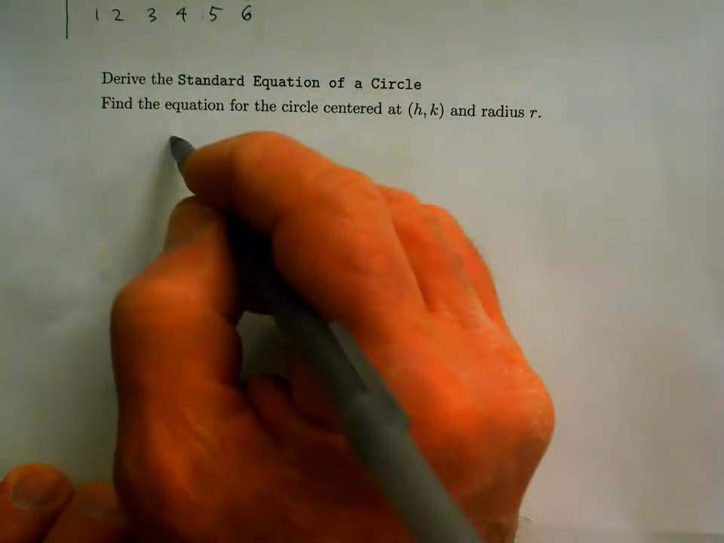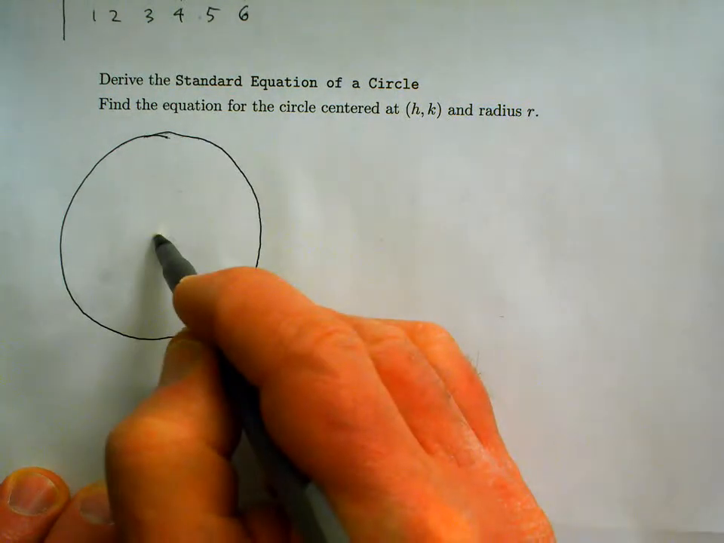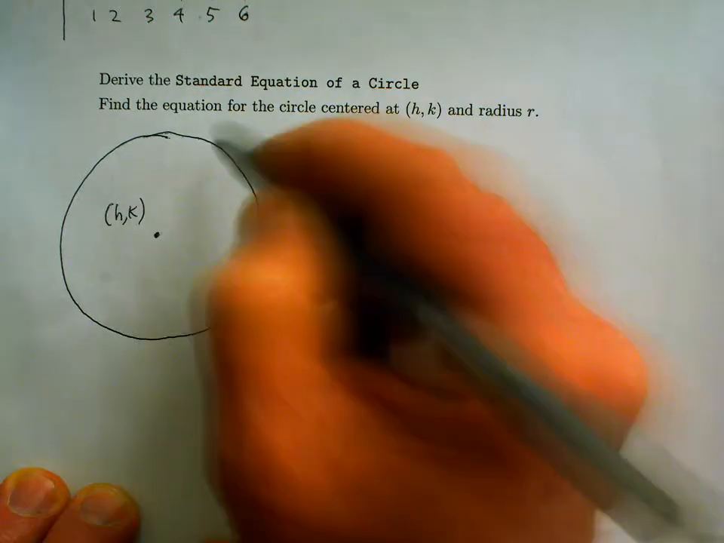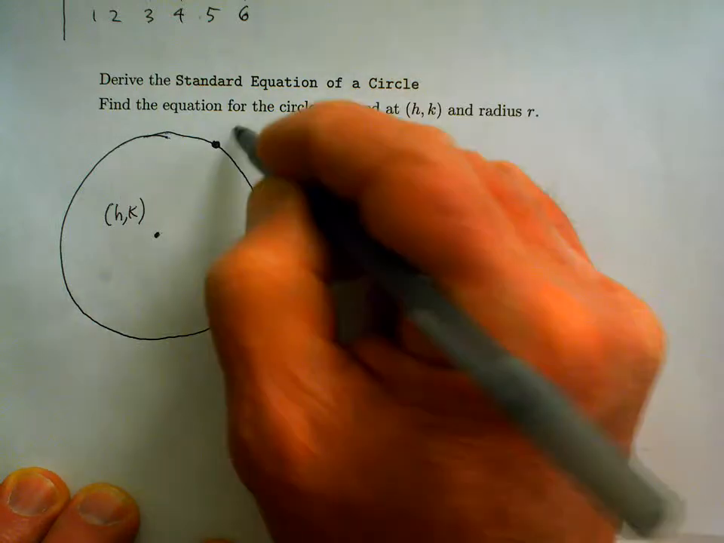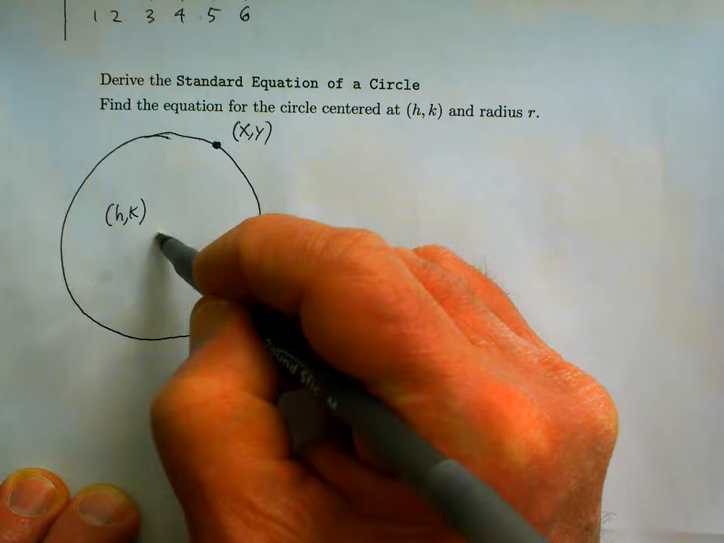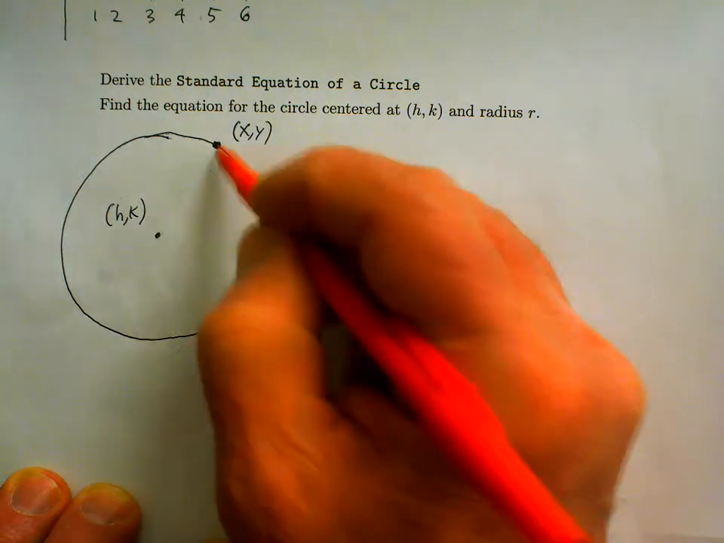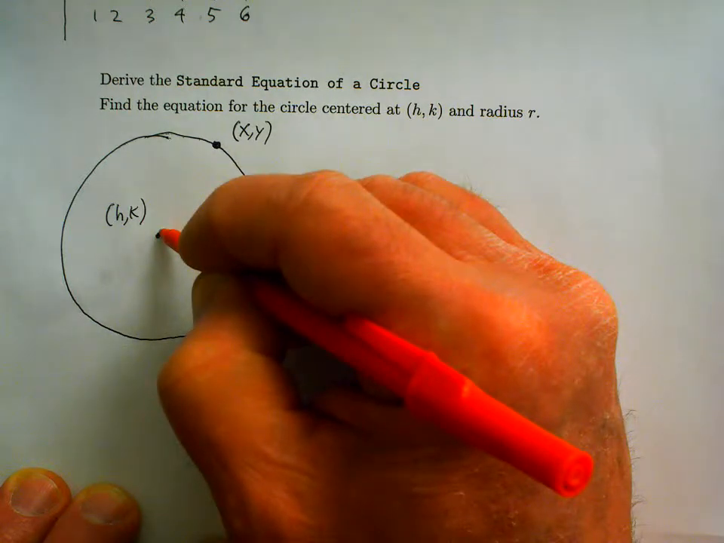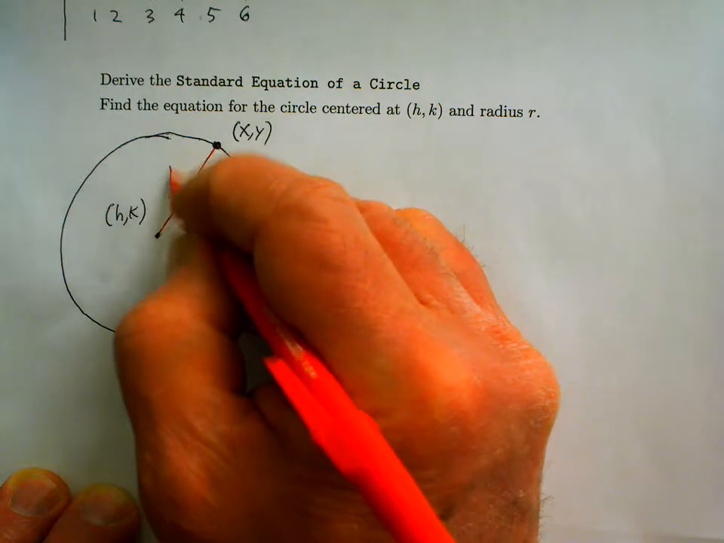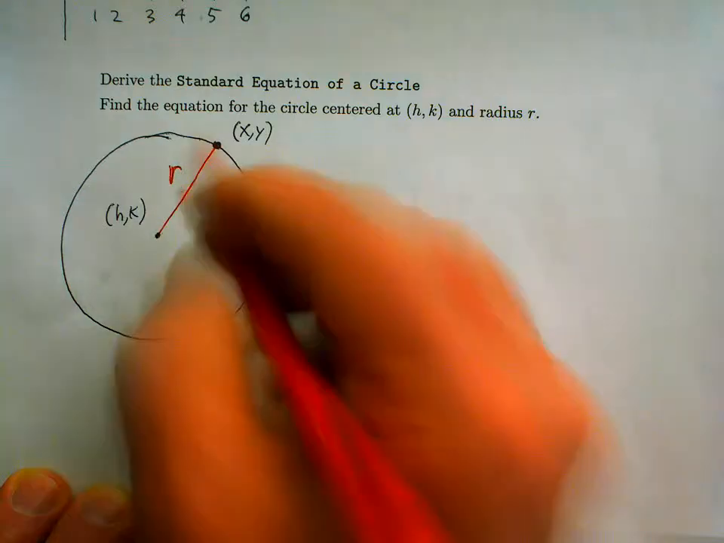So in the xy plane, if we have a circle, and if the center is (h, k), and then we have a representative point on the circle that we label (x, y), then we can construct a right triangle. If we connect the center and a representative point on the circle, then the distance from the center to a point on the circle is the radius r.